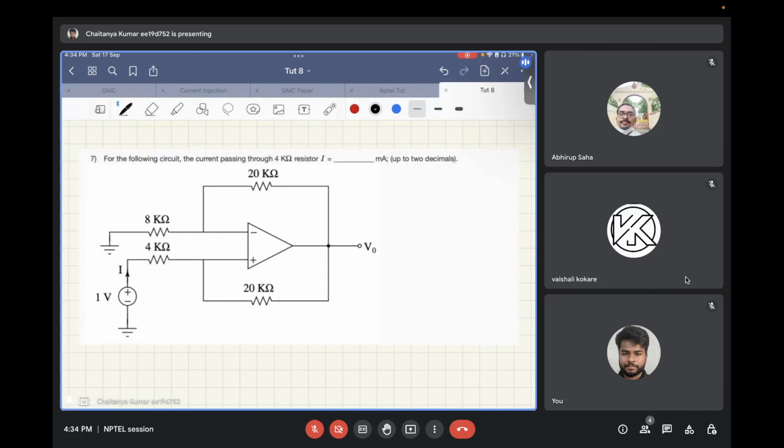In this question, again, you have a circuit. First of all, can anyone point out whether this circuit is in negative feedback or not? We have solved such an example previously. Based on that concept, can anyone point out if the circuit is in negative feedback or not, and if yes, then how?